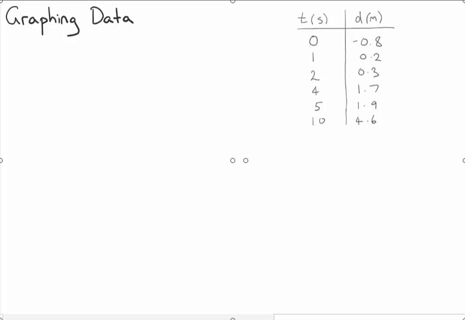So what is the first thing that we need for a graph? Yep, so the first thing that goes in a graph is its title, and the title needs to be a full description of what that data is. So in this case, it is the displacement of the cart as a function of time.